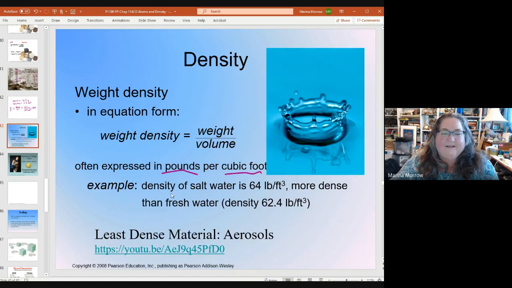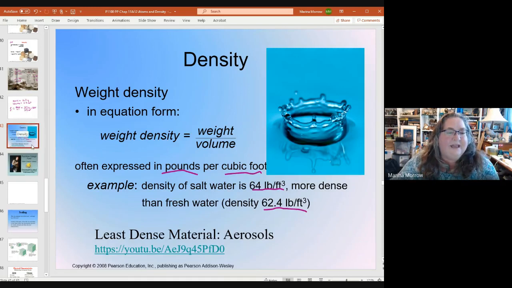Okay, so the density of salt water is 64 pounds per cubic feet, and fresh water is 62.4 pounds per cubic feet. Because yes, salt water is more dense than fresh water. And there's a great video which is on aerosols, the least dense material, and that's a really good video. I'll try to put a link in for you guys.